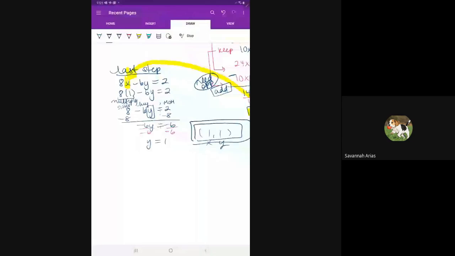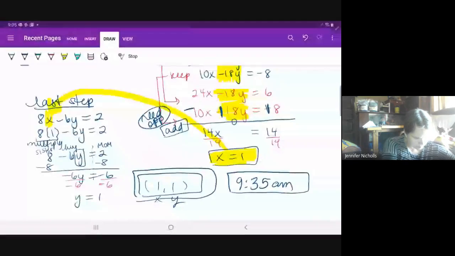Oops. Okay, there you go. Bye. I just didn't want you to miss the last example.